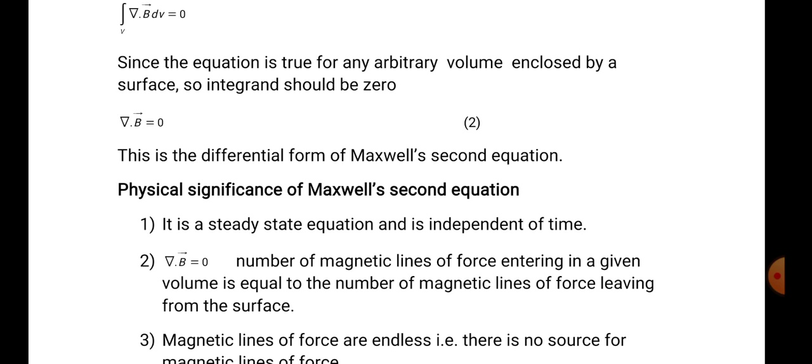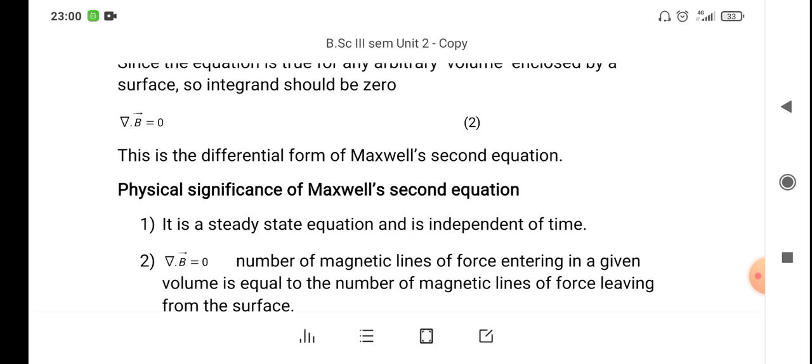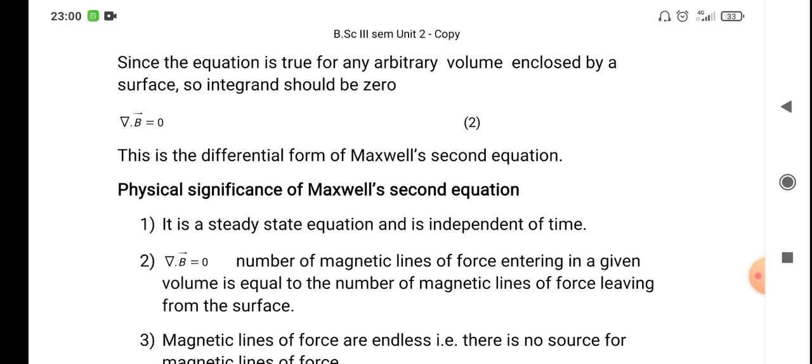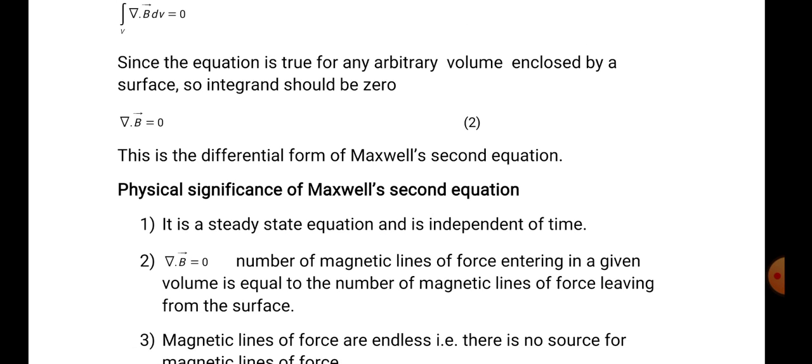Divergence of B bar is equal to 0 means the number of magnetic lines of force entering a given volume is equal to the number of magnetic lines of force leaving from the surface.